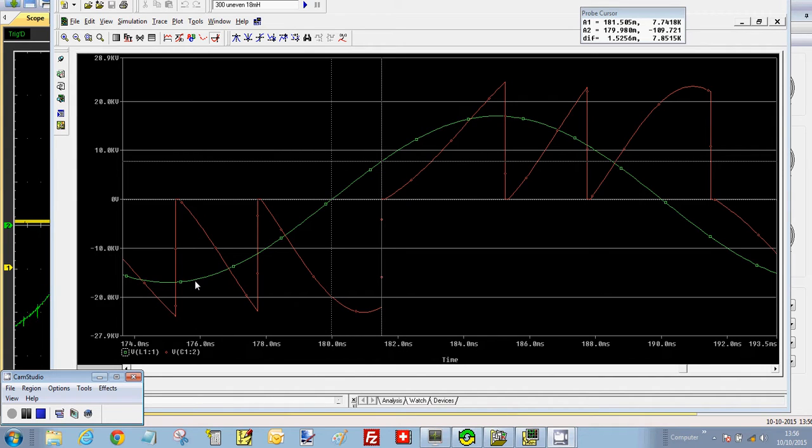Right, we're looking at the simulation of 300 uneven. The green is the 50 Hz sine wave, the red is the MC voltage. It charges up, fires at that point there, the vertical, charges up again, fires vertical, fires there. You've got the voltages roughly about equal, which is what we wanted.